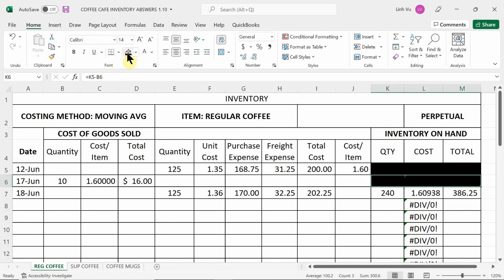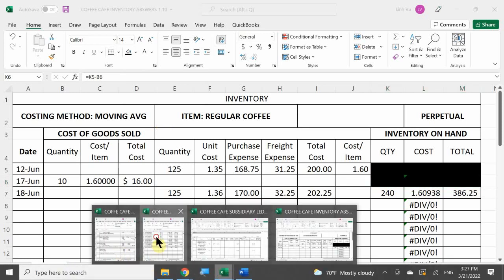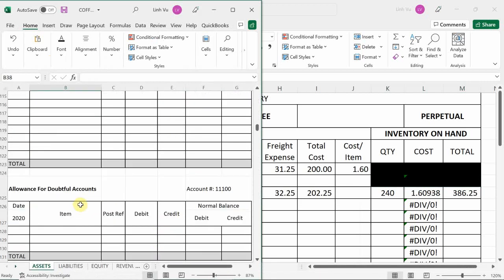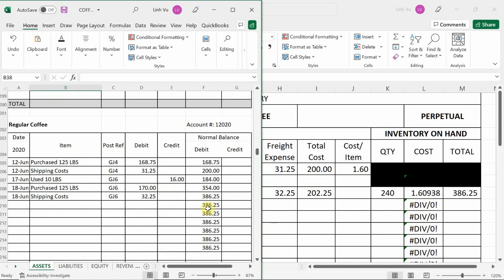So in this case, I'm going to hide this because that's what I don't care about anymore because I'm doing average costing. I'm adding up my values together. So I have a total of 240 pounds available to sell, costing me a grand total of 386.25. And where can I find to match this? If I go to my ledger for the regular coffee, it should give me 386.25, which means I did this correctly. I added everything correctly. Okay.